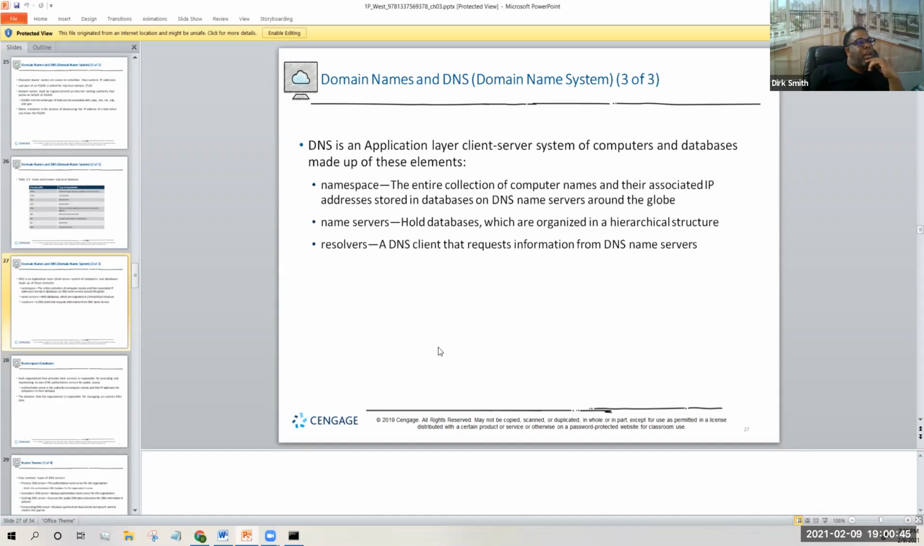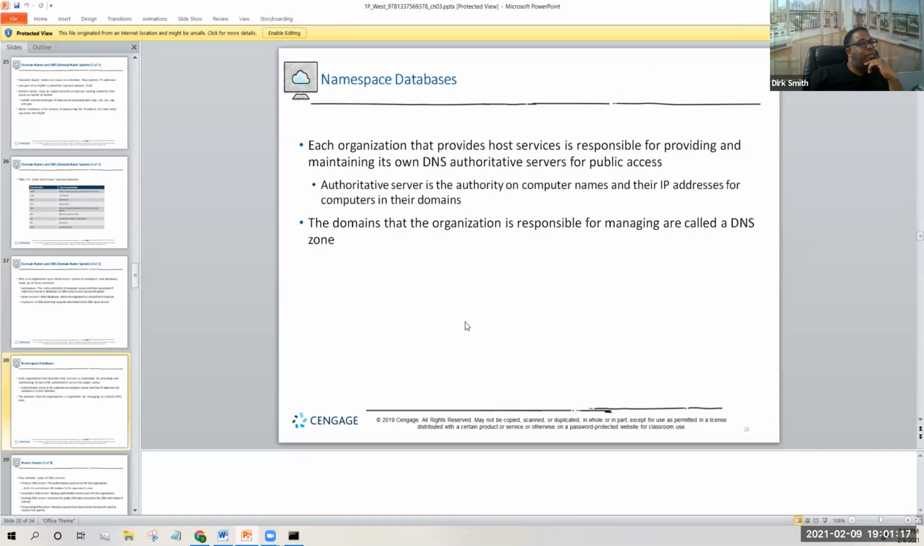DNS is at the application layer of the OSI model. It's a client-server system of computers and databases made up of these elements: the namespace, the name server, and the resolution layer. A DNS client requests information from the DNS name server. That's kind of what it does, and as you read the book, you're going to pick up a few more tips on that as well.